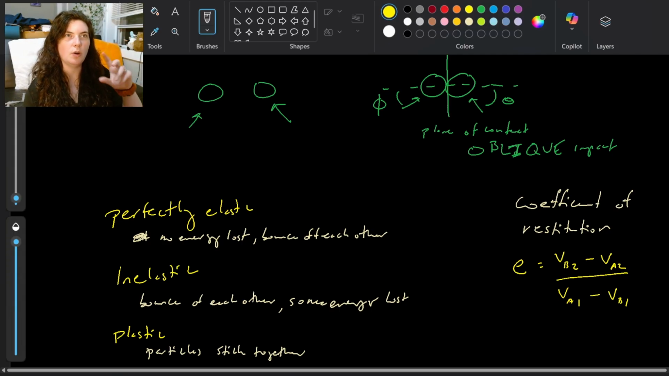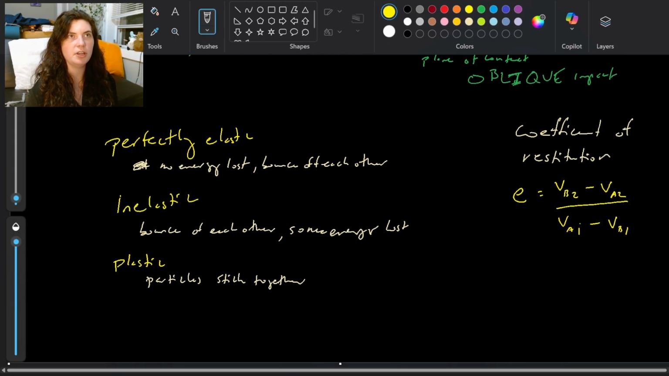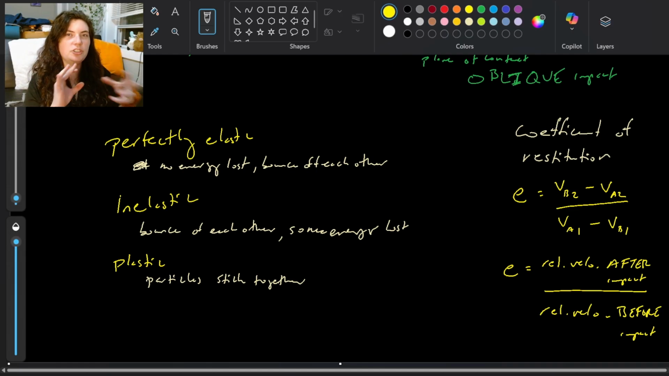So what it is, it's a ratio of the relative velocities. Right? On the top here we have the relative velocity after impact. It's the after, so it's the relative velocity just after impact, over the relative velocity of those two particles before impact. So those ratios of velocities can tell us how much energy is being lost when those two particles are colliding with each other. And those E values, those coefficient of restitution values, define these perfectly elastic, inelastic, and plastic conditions.